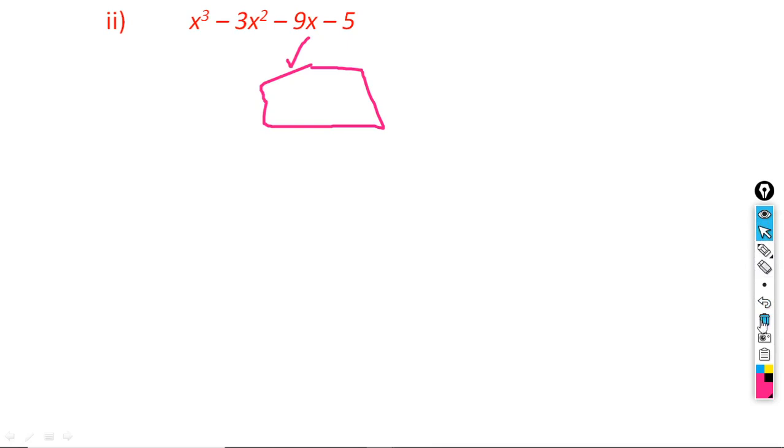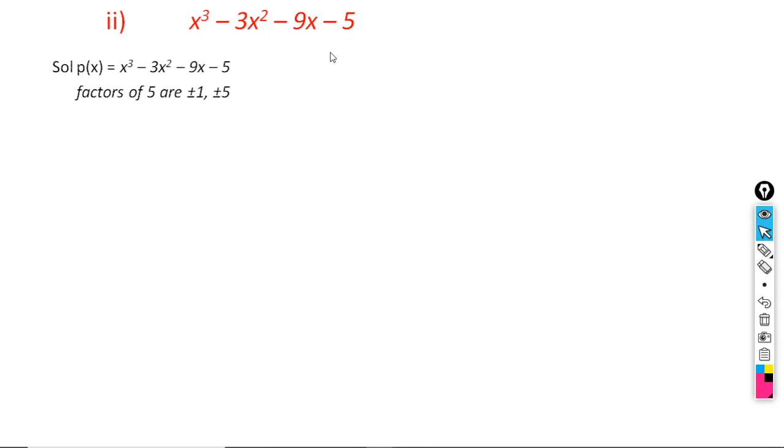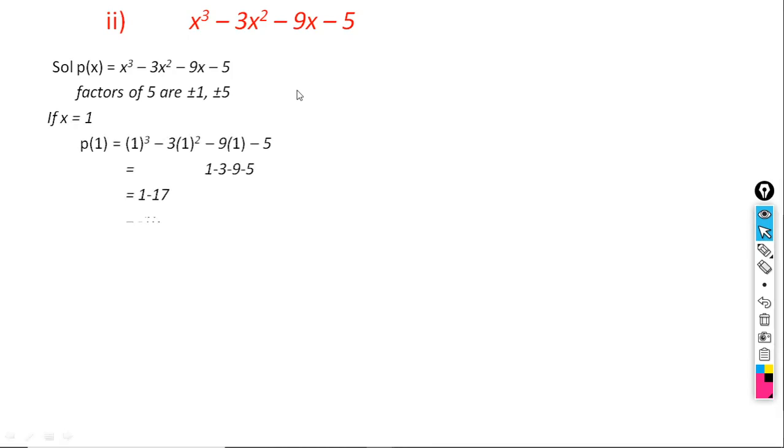Let us discuss another problem. This is x cube minus 3x square minus 9x minus 5. The process will be the same. Consider the polynomial p of x, and here the possible factors of 5 are 1, 5, minus 1, minus 5. Substituting x equals 1, you will not get 0. Then we have to move on to minus 1.